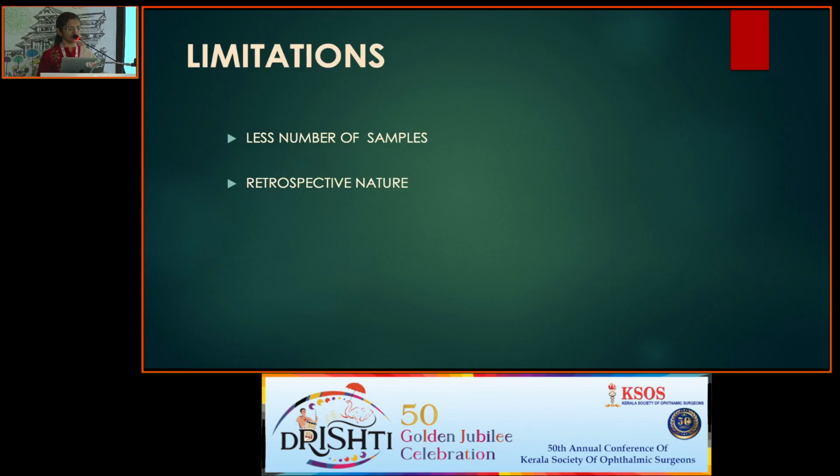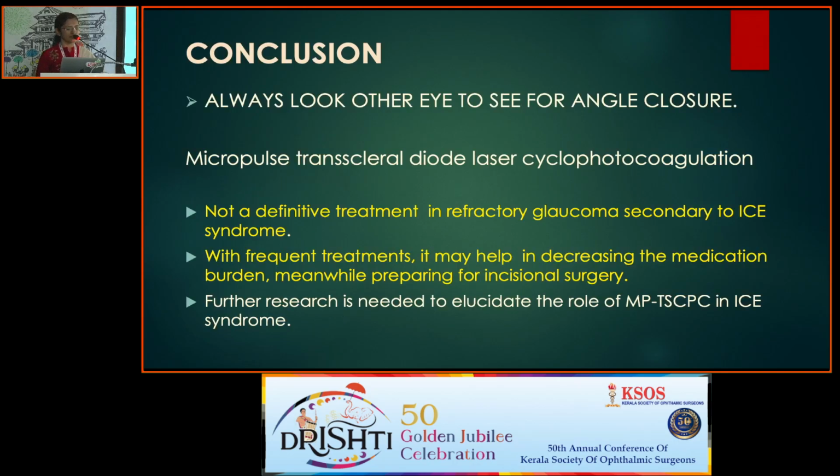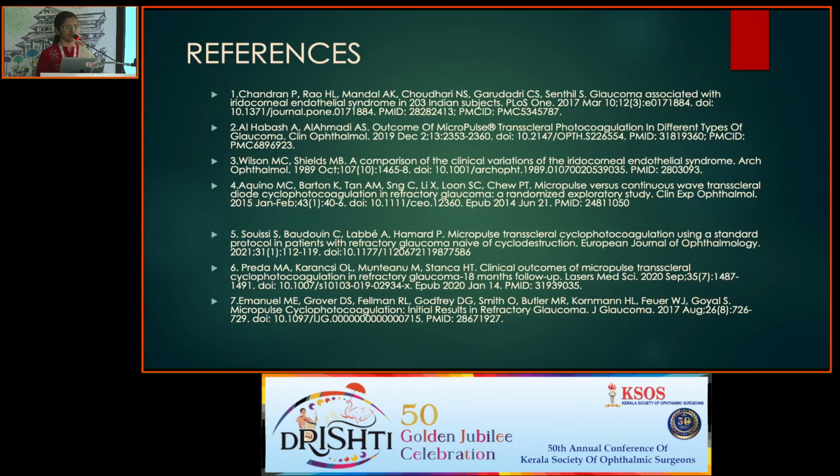The limitations were that we could not proceed with micropulse in these patients due to their poor response, and hence the number was less. So the conclusion is, always look at the other eye in these patients to rule out angle closure. And micropulse per se is not the definitive treatment of refractory glaucoma secondary to these eyes, but it may help in decreasing the medication burden while preparing for the definitive incision surgery. These are my references. Thank you.